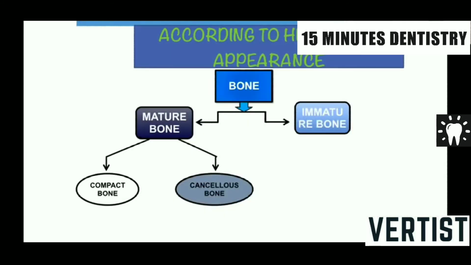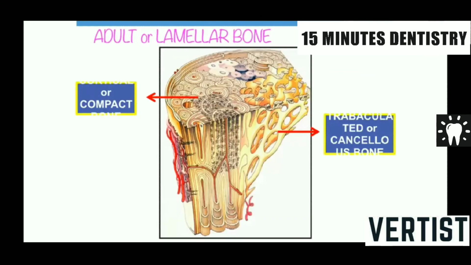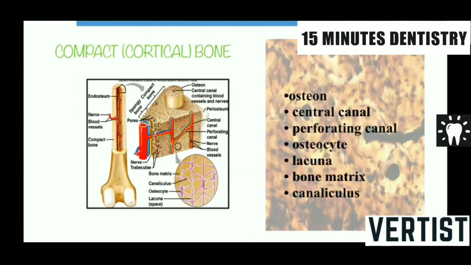According to the histological appearance, they are basically mature bone or immature bone. Mature bone is classified into two, that is compact bone and cancellous bone. So this is how you will see the compact bone and the cancellous bone. Now what are these compact and cancellous bones? They have a system which is called the Haversian system or the osteon.